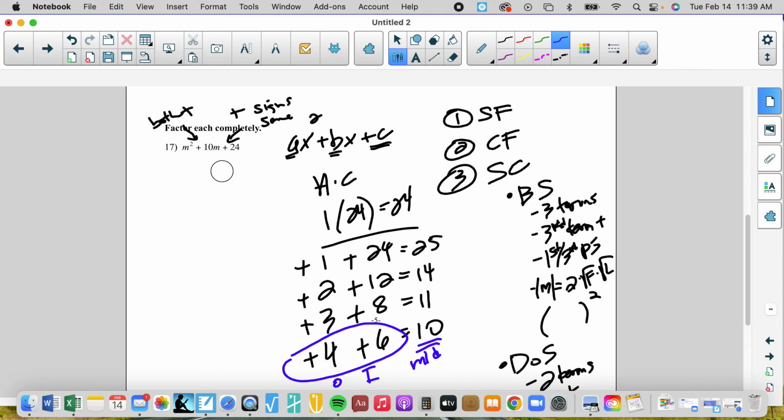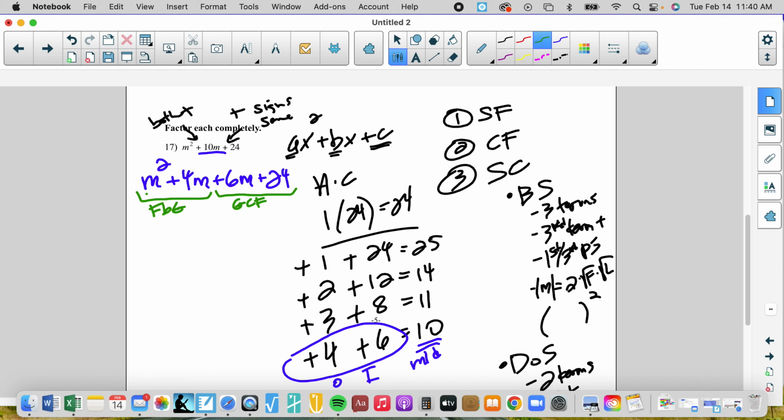So I'm going to rewrite this trinomial, and remember we're moving backwards, so I'm going to write it as m squared plus 4m plus 6m plus 24. 4m plus 6m gave me my 10m. And this is my outside and inside from foiling. Remember, we're just reversing the foiling process. So now I have four terms, and we're going to utilize what we call factor by grouping. We're going to look for the GCF of both of these pairs.